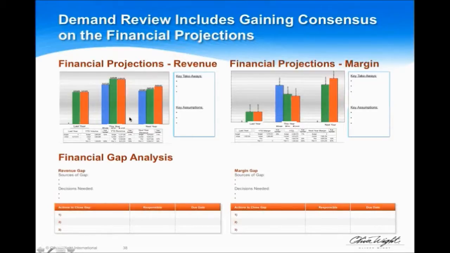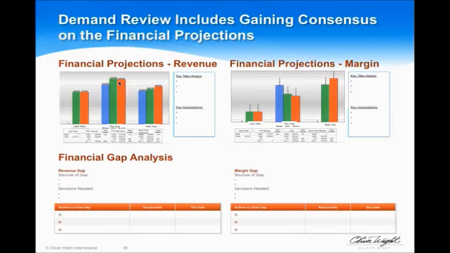So here in these examples, this is dealing with revenue. The blue bar is the annual plan. The green vertical bar is last month's plan for the year. And this is our latest projection of how revenue is shaping up for year end.